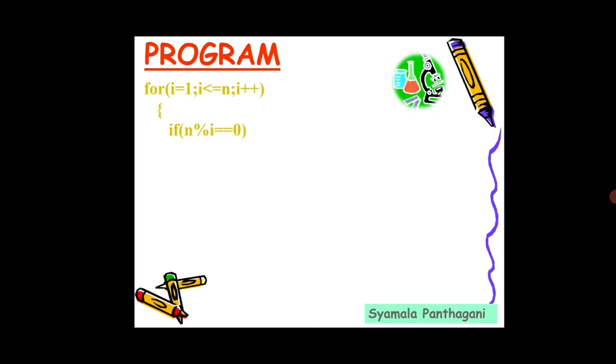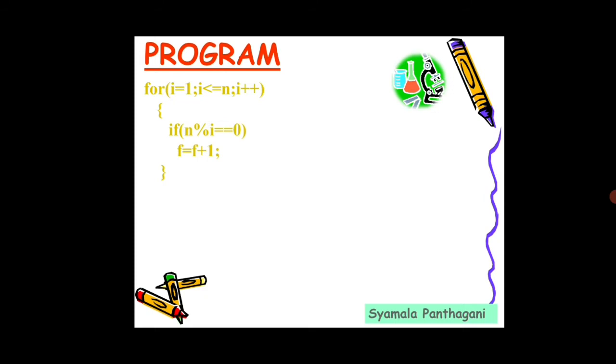Then we will increase the value of the factors. The number of factors we are saving in f. That's why we have written here f is equal to f plus 1. Now closure brackets. Then what is the condition for the prime numbers?